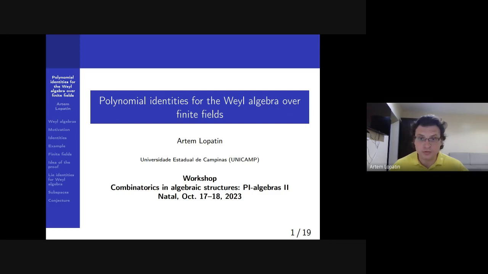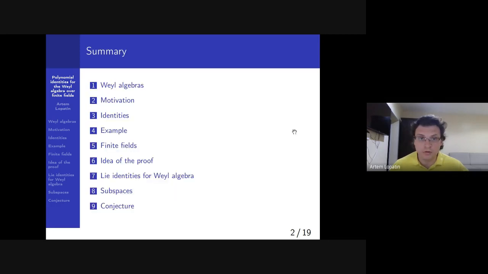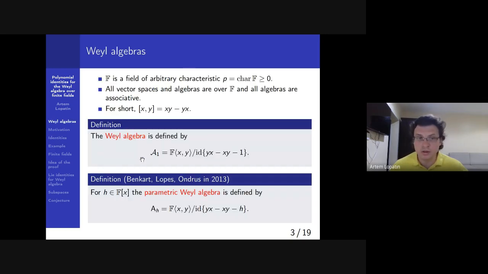So I will start with the key definition of the Weyl algebra. First of all, we have a field F. It's an arbitrary field of arbitrary characteristic. We'll later consider when it's finite, but at the moment, we don't have any assumption whether it's finite or infinite. All vector spaces and algebras we consider over this field F, unless otherwise stated. Later in my talk, I will introduce another field as well.